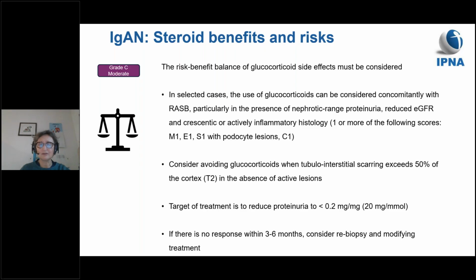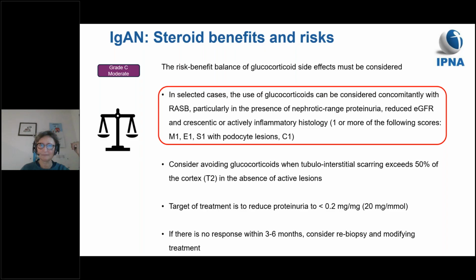We also considered to avoid glucocorticoids if there's more than 50% of tubular interstitial scarring, and that the target of treatment is to reduce proteinuria to below 0.2. If there's no response within 3 to 6 months, you consider rebiopsy and modifying treatment.